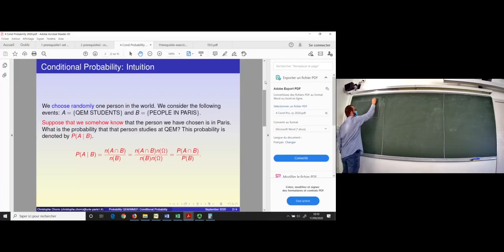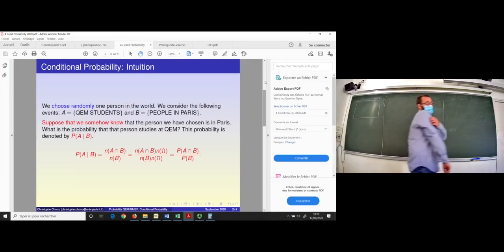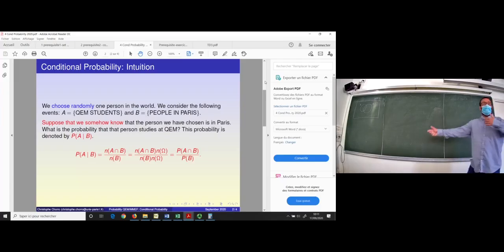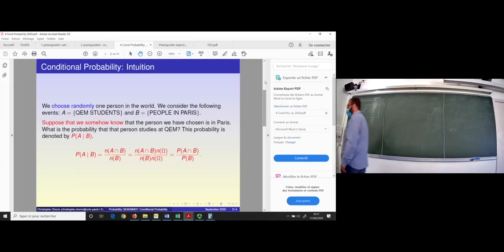Okay? So if I do a little picture, a very bad picture, here you have the world. Not a good picture of the world, but it will be mine. I have the set of the QM students, and the set of people that live in Paris. Why have I said that it's not possible to change QM into MMEF? Because I know that all the MMEF students are in Paris, and it's not what I want to have in my example. QM students are in Paris, in Venice, in Barcelona, okay? In Poland.